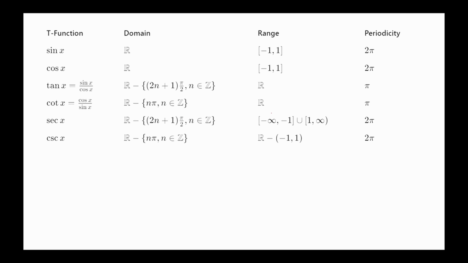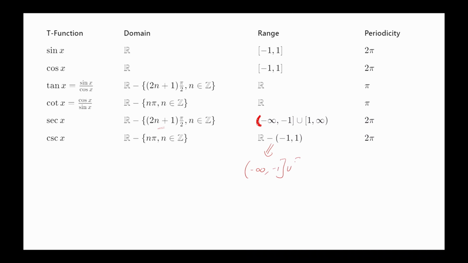For sec x, since it is 1 by cos x, all those portions are removed where cos x can be 0, and its range is from minus infinity to minus 1, union 1 to infinity. For cosec x, again the domain is R minus n pi. Now when we look at the range of cosec x, it is written as R minus (-1, 1). So how can this be written? This can also be written as minus infinity... sorry, here this would be a closed bracket, open bracket. But of course minus infinity or infinity, you cannot put inside a closed bracket, so keep this in mind. So this would be minus infinity to minus 1, union 1 to infinity.